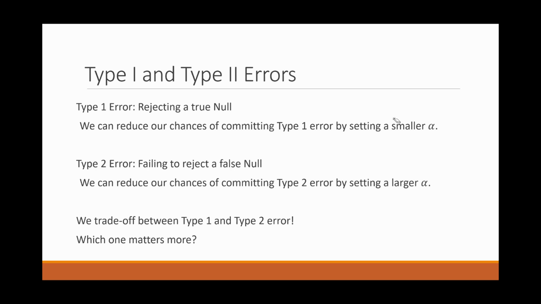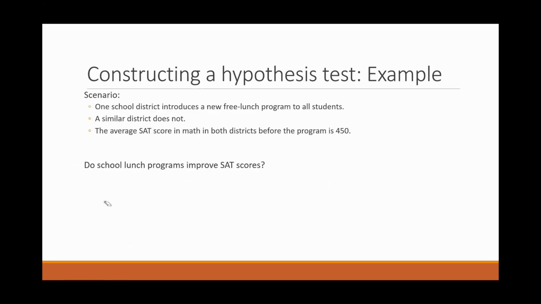And if we want to reduce type 1 error by setting a smaller alpha, we actually increase the chances of committing type 2 error. If we want to reduce the chances of committing type 2 error by choosing a larger alpha, we increase our chances of committing a type 1 error. So, practically speaking, oftentimes we'll have to decide, well, which one matters more? Which one do we care about more? Okay. All right. Now, with that said, let me give an example.